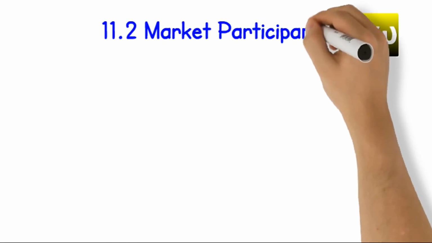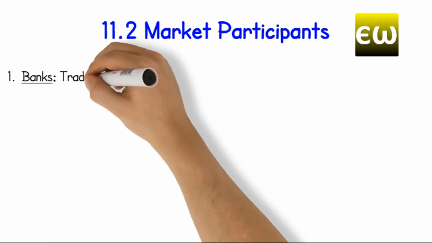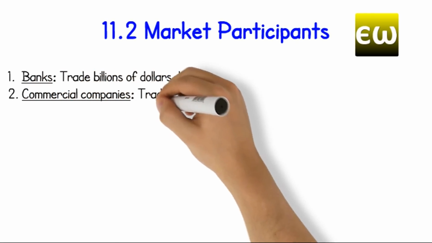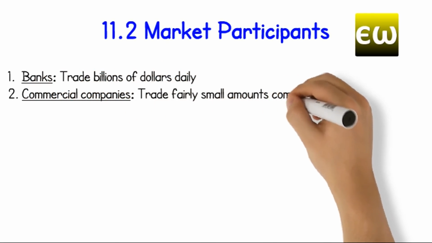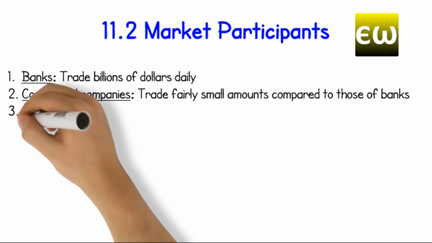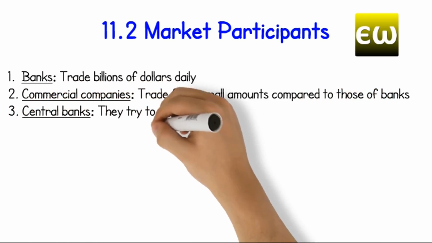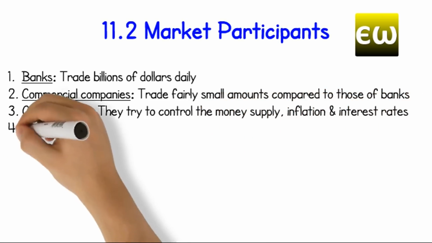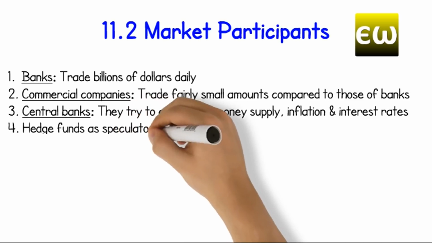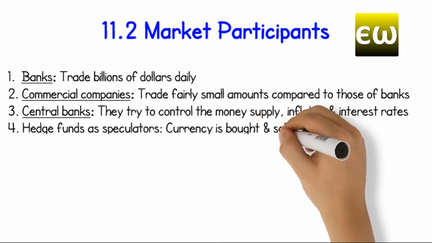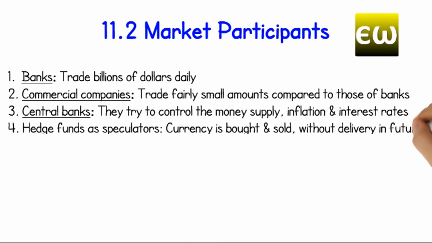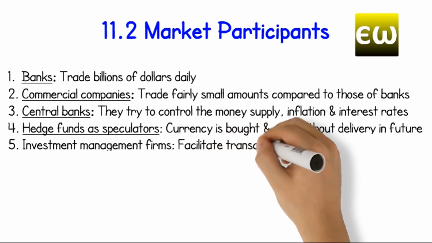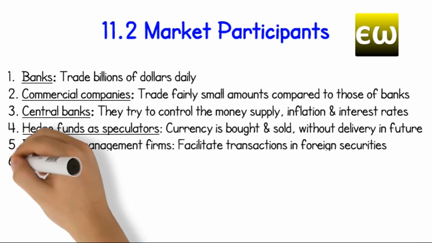Market participants. 1. Banks. Trade billions of dollars daily. 2. Commercial companies. Trade fairly small amounts compared to those of banks. 3. Central banks. They try to control the money supply, inflation and interest rates. 4. Hedge funds as speculators. Currency is bought and sold, without delivery in future. 5. Investment management firms. Facilitate transactions in foreign securities.